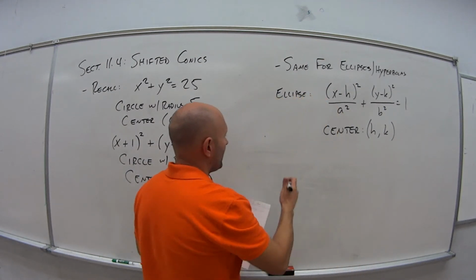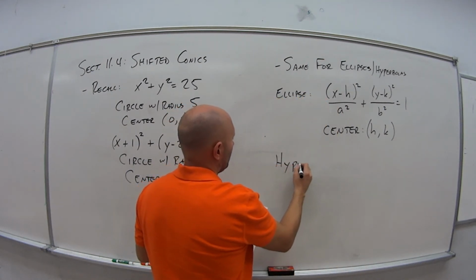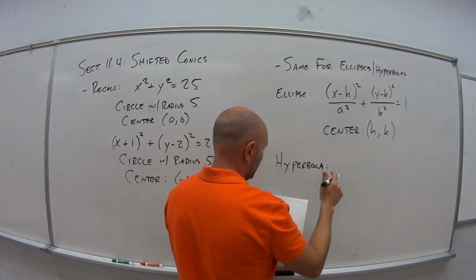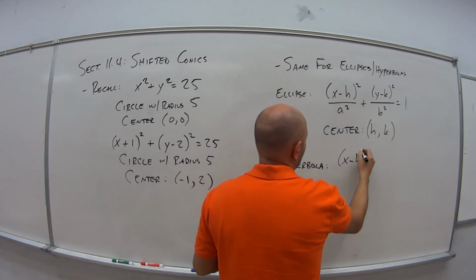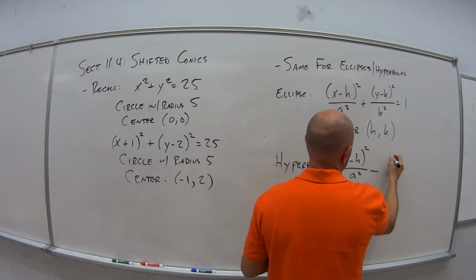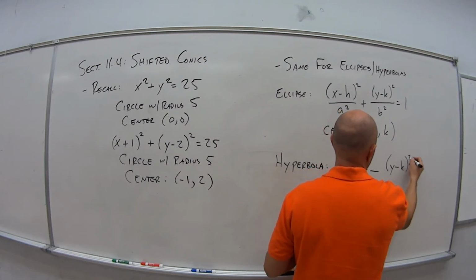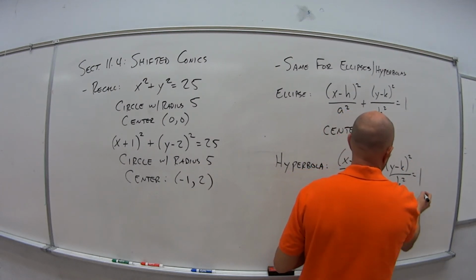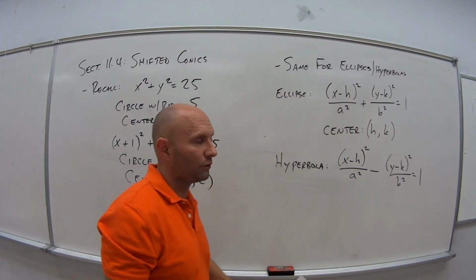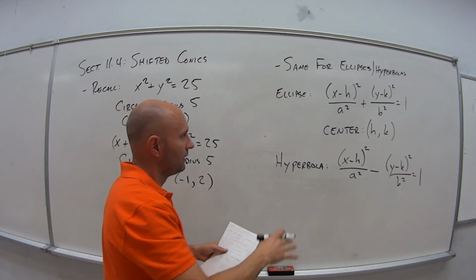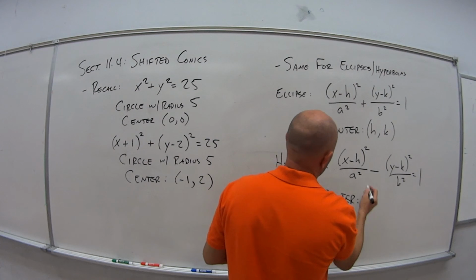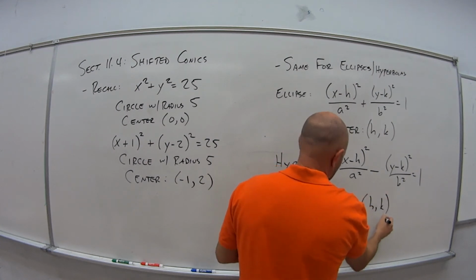So same idea for the hyperbola. Whether it's vertical or horizontal, not a big deal. We'll look at the horizontal one here. So it's (x minus h) squared over a squared minus (y minus k) squared over b squared equals 1. Again, the only difference with these is whether it's plus or minus. That's our indication: is it an ellipse or hyperbola? And so again, the center is still shifted to the points h and k.